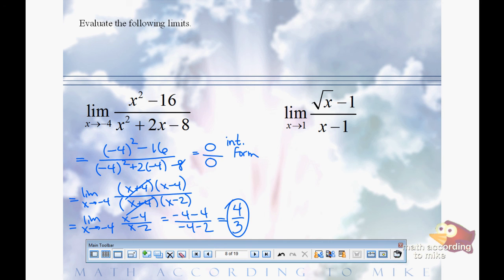So let's do it for this one as well. Let's plug in 1. So we'll have square root of 1 minus 1 over 1 minus 1. What do we get upstairs? What do we get downstairs? So besides a headache, we have indeterminate form. So what should we do? There you go. Factor, cancel, evaluate.